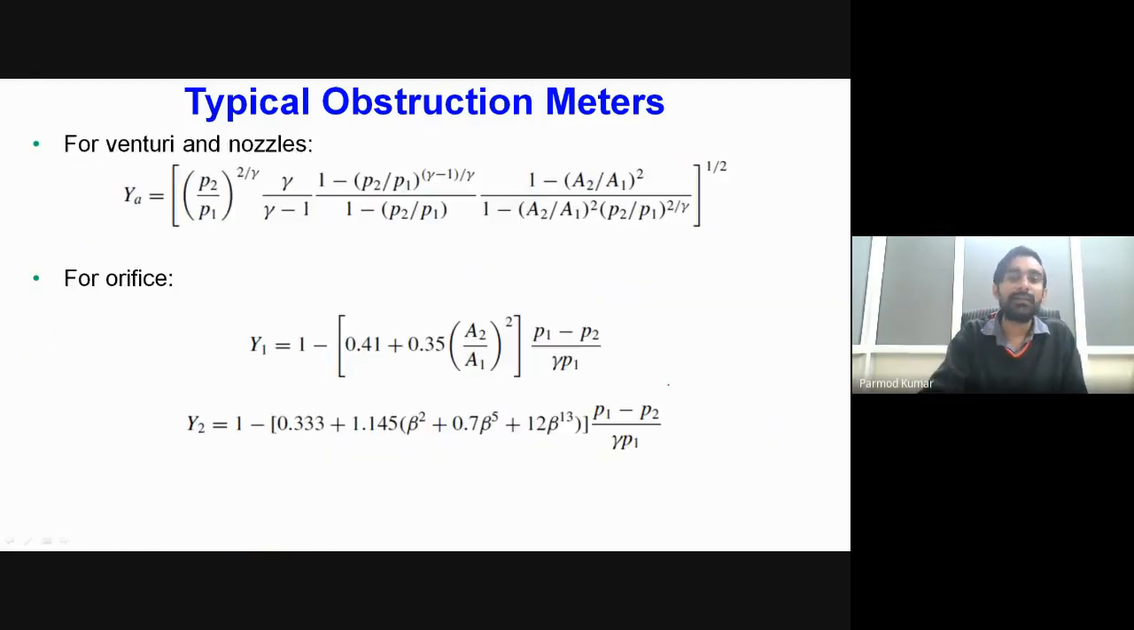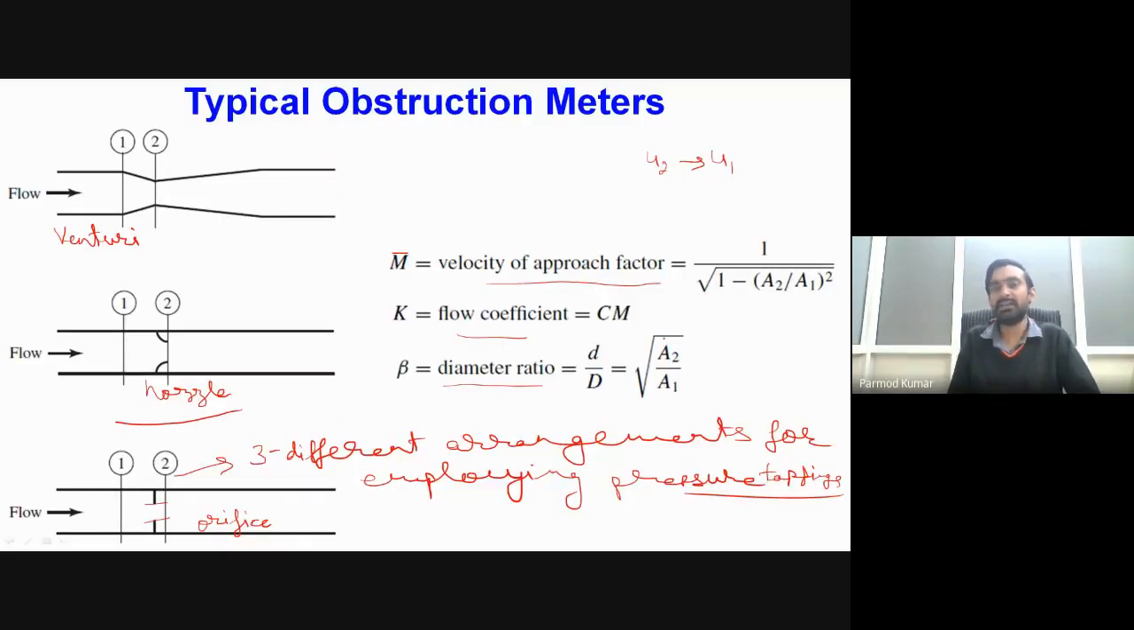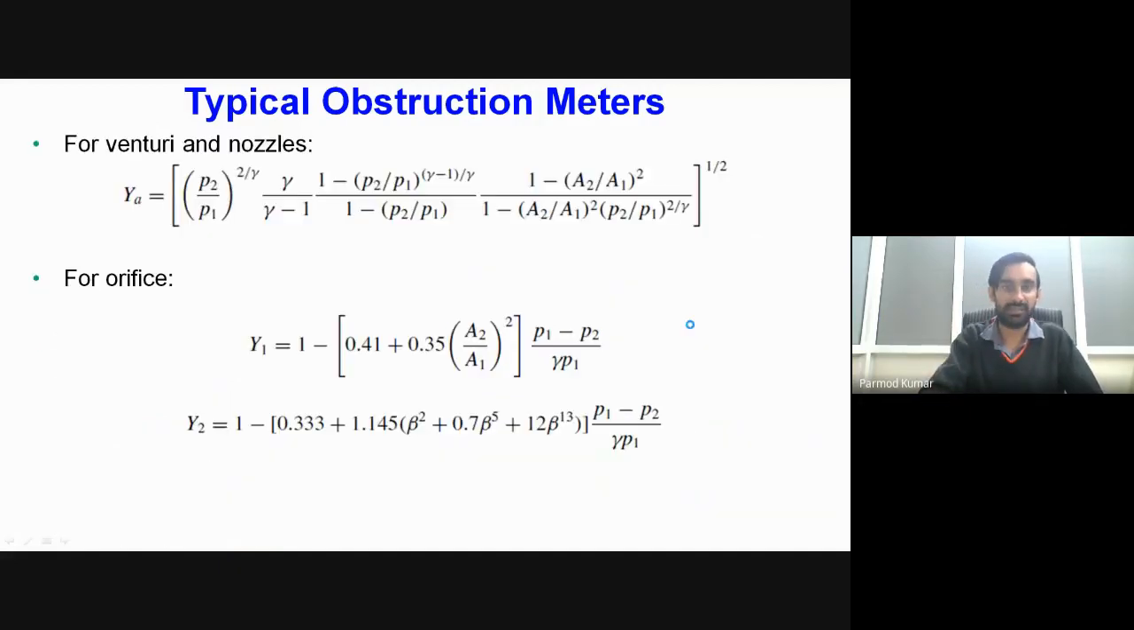Okay, now what will happen? These factors are applicable or directly measurable when we have an incompressible flow situation. When we have a compressible flow situation, we have to go for some additional factors, and these additional factors come because of the expansion of the flow field.